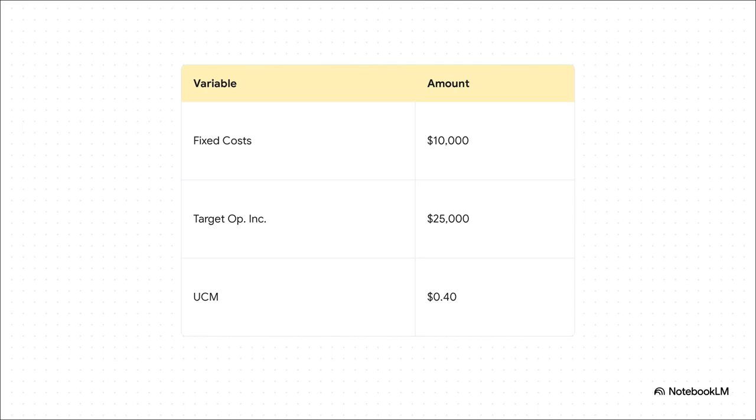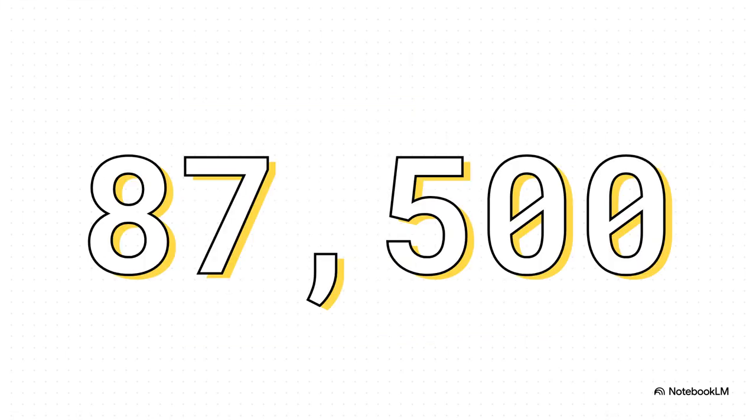Let's say we need to find unit sales. We've got $10,000 in fixed costs, a target operating income of $25,000, and our unit contribution margin is 40 cents. So we add our fixed costs and our target income together. That gives us a numerator of $35,000. Then we just divide that by our 40-cent margin, and boom, we beautifully arrive at exactly 87,500 units required. That is the exact amount of inventory we have to move to hit that specific 25 grand profit goal.